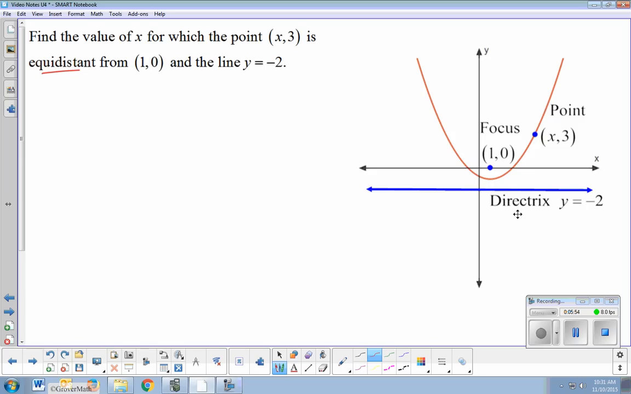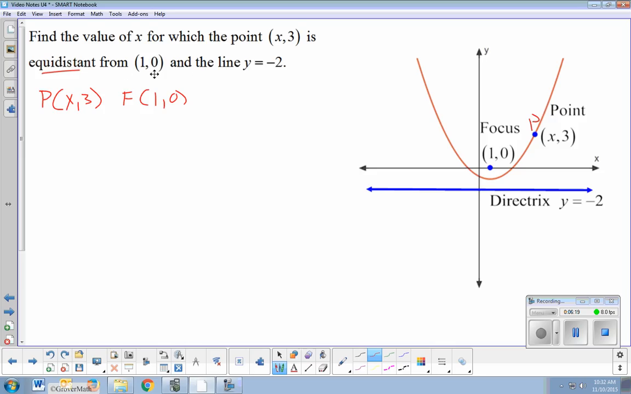For these problems, and the next video, which is also about this but is about finding the equation of the parabola given focus and directrix, we always want to start by writing down the three things you have. The point we're working with is (x, 3), and that's just a point on the parabola. So I'm going to call it P. P is the point on the parabola. F is the focus, the point that we're equidistant from, this and this.